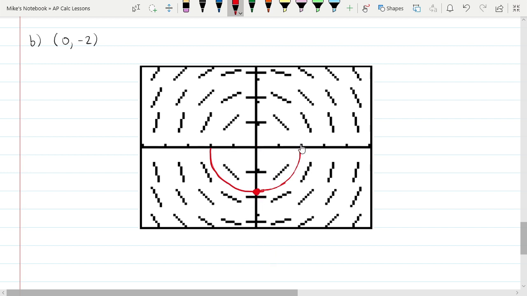Now notice I did not keep on drawing. I did not go all the way around to draw a full circle. And again, that's because our solutions must be functions. So the fact that this was 0, -2 actually means we wanted the bottom half of a circle. If this were at 0, +2, we would have had the top half of a circle. Okay, so that is drawing a particular solution curve in a slope field through a given point.